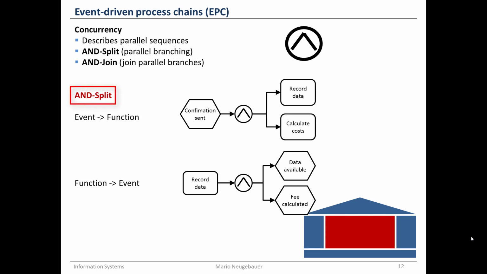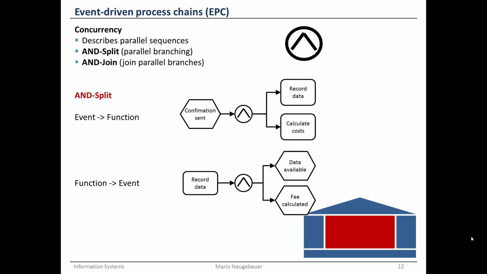For the AND split, it is possible to perform the split in two different ways. The first way is that you, at some time in your business process, arrive at an event. For example, here the confirmation is sent. So you send out some document. And after this event, you might decide to do something in parallel. Like here we have two different functions we do in parallel. The first one is recording data, and the other one is calculating cost. So you would do these two functions in parallel.